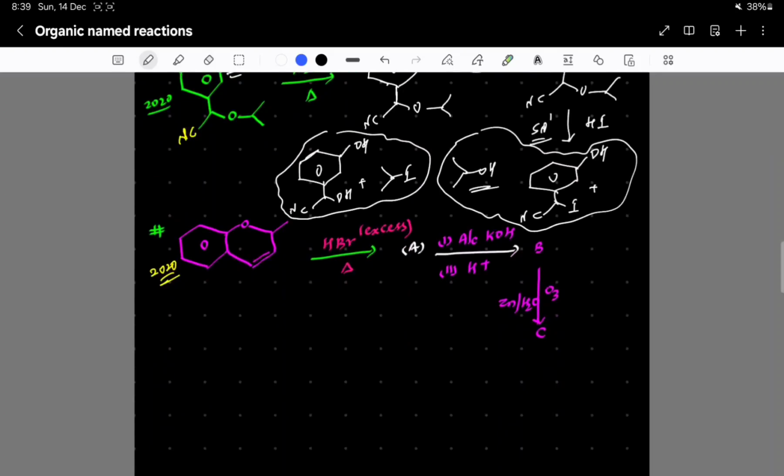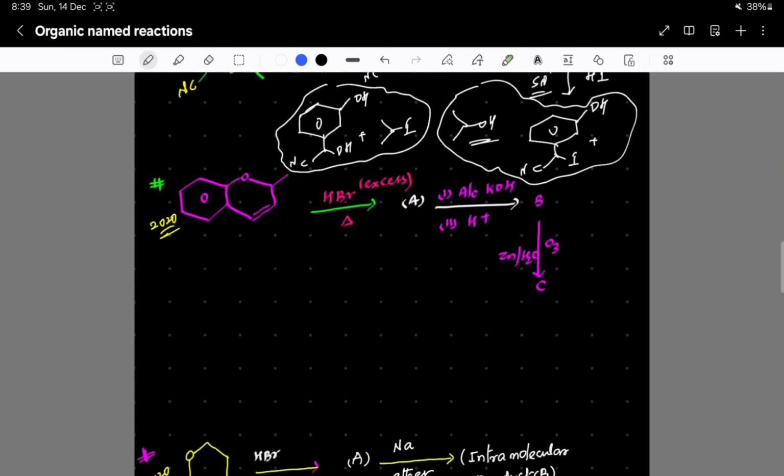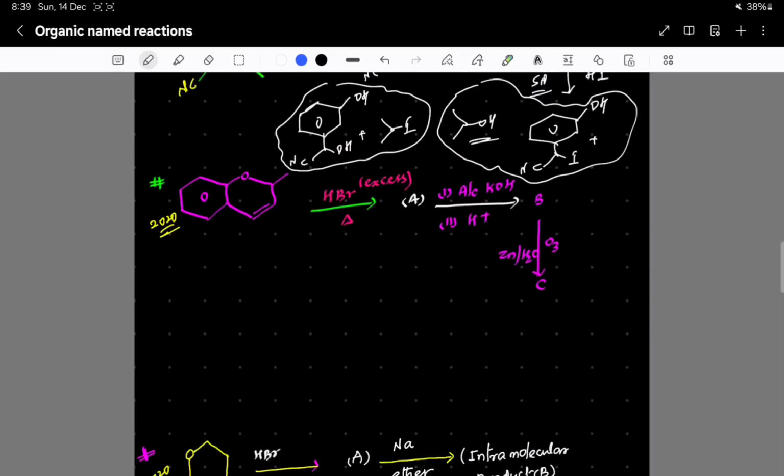Now we will move to the 2020 question, right? Now look at this: HBr excess is given. HBr excess is given. So first we will get the A product, which will be OH, I will write, OH I will write, right?